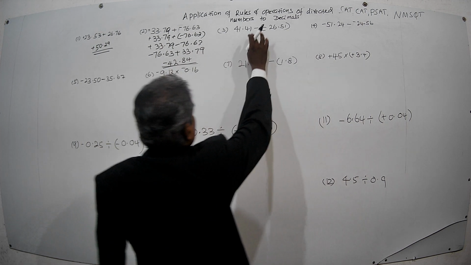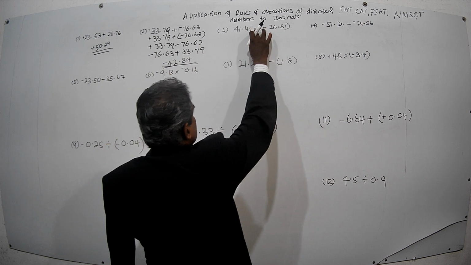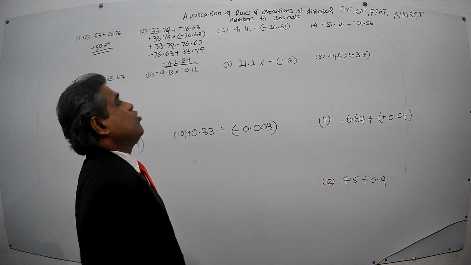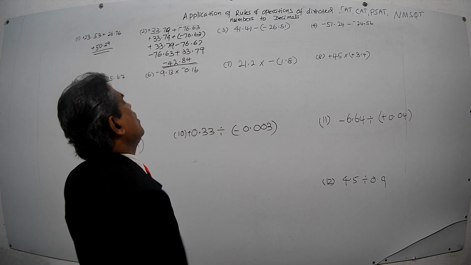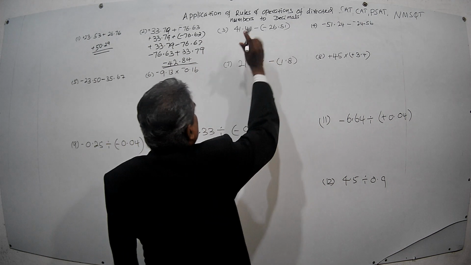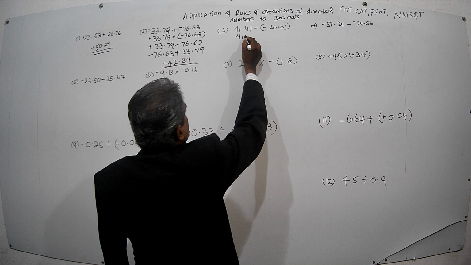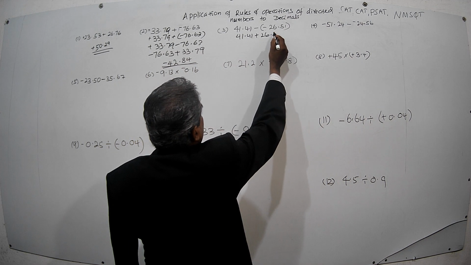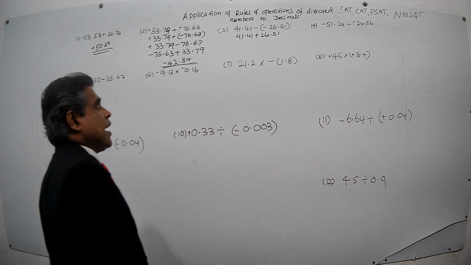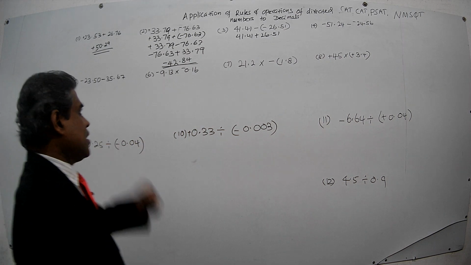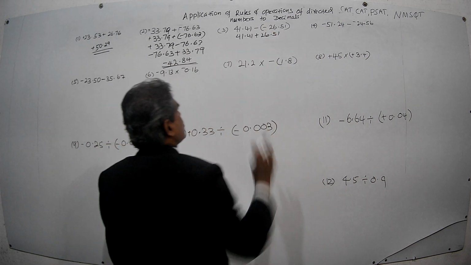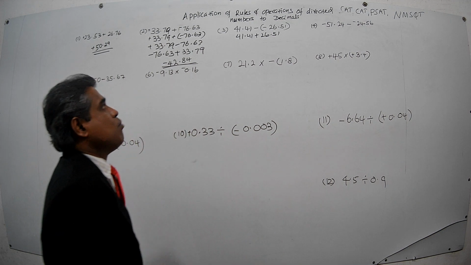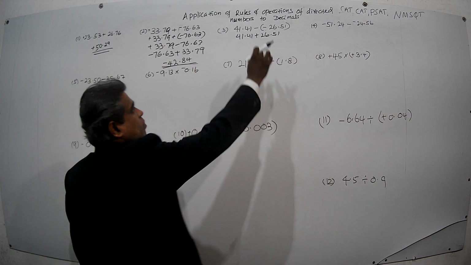Here in this case, if you remove the bracket, you have to multiply this minus sign by this minus sign. Minus multiplied by minus produces plus. So therefore, you can write this as 41.4 and plus 26.51, right? Okay, now all you have to do is to add. The two negative signs have become positive due to the multiplication.